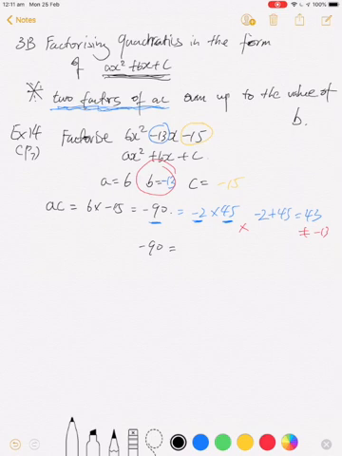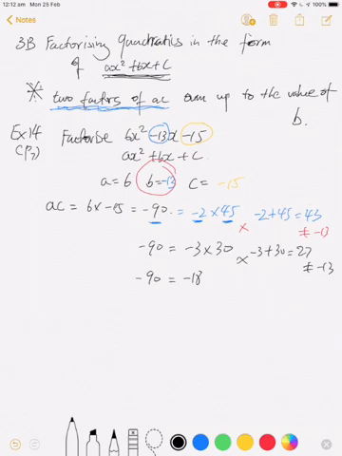Let's try to find another pair of factors, maybe negative 3 times 30. Adding them together gives me 27, still not equal to the value of b, negative 13. It doesn't work, and then we need to try one more time. You're going to do trial and error a few times until you find the one.